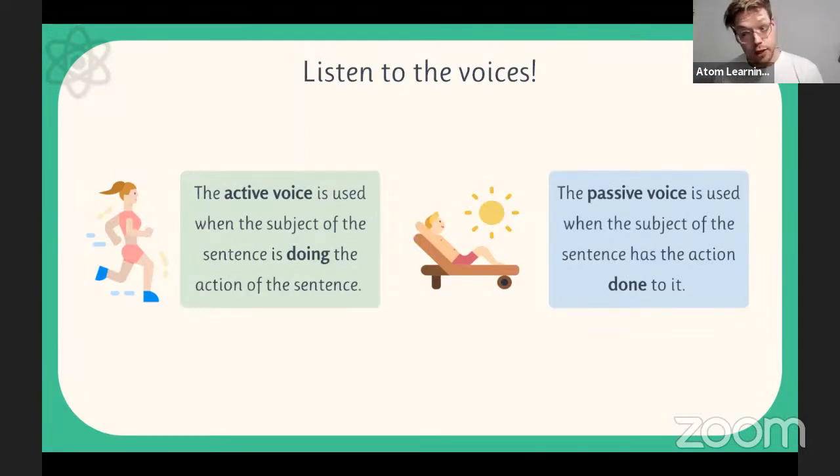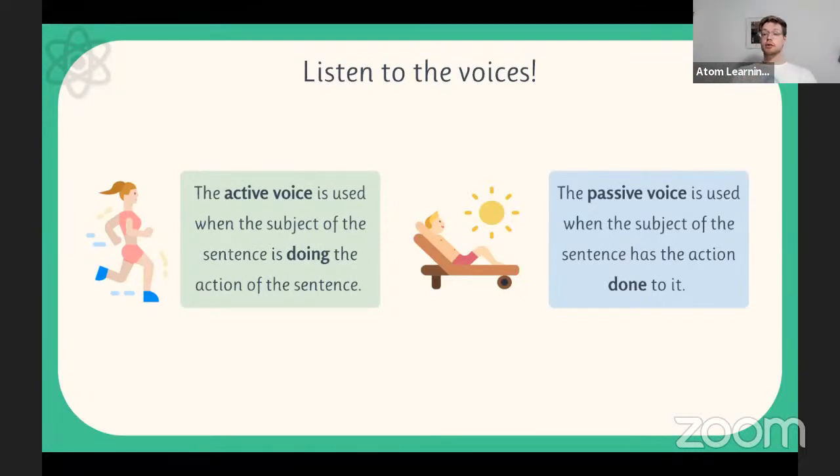Let's talk about different voices, the active voice and the passive voice. So the active voice is when the subject of the sentence is doing the action in the sentence. So, the woman ran to the beach. That is in the active voice because the woman is the person doing the action. She's running to the beach.